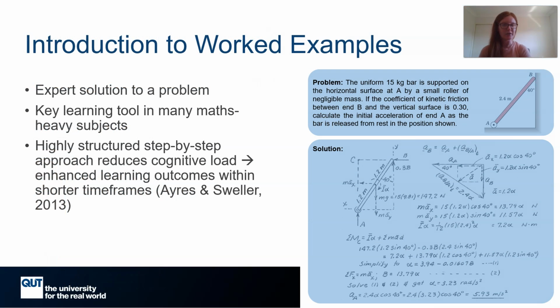So just to start off with a bit of an introduction to what a worked example actually is, it's basically an expert solution to a problem. I've got an example on the right hand side here which is drawn from dynamics. This is the problem. It's basically asking how quickly this rod is going to rotate as it moves toward the ground. And the worked example is this solution that sits underneath, which works through step by step how to develop the answer to that problem.